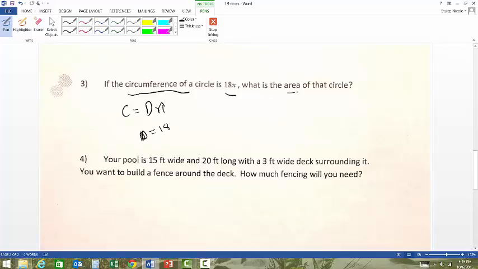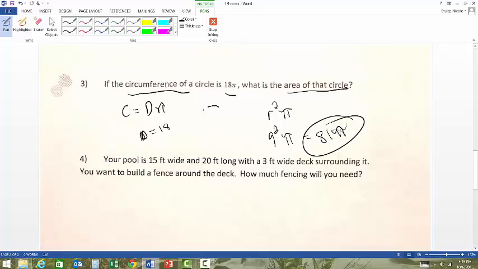So if I turn my attention now to the task at hand, you're supposed to find the area of the circle, which is r squared pi. But we don't know the radius, we know the diameter. So in order to go from diameter to radius, you have to divide by 2. So this would be 9 squared pi, which comes out to 81 pi.